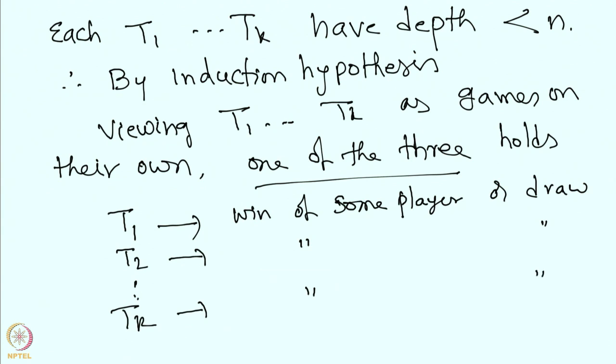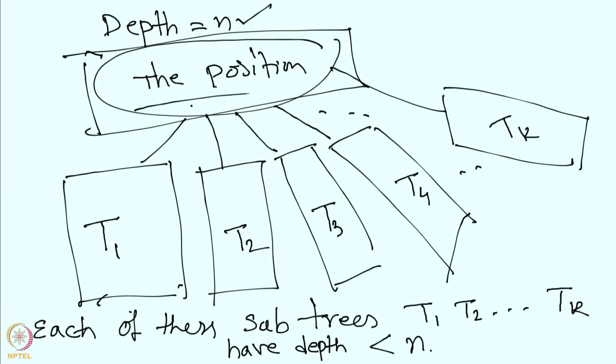So whatever it is, what it says is that in T1 we know that, let us say, one of the players is winning, or T2 is there. So now what the player at this position can see is that he will look at in T1 whether he is the winner or not, or draw, which is the best possibility. Again in T2, is he winning or not, who is winning.